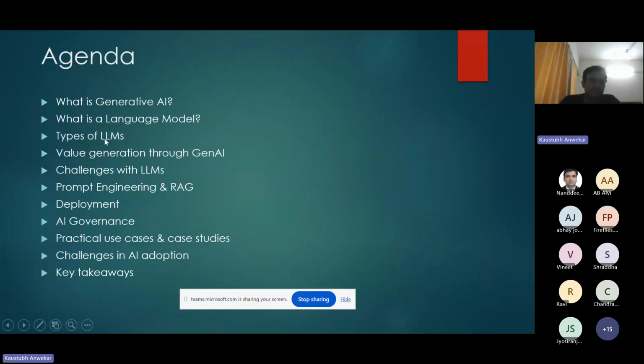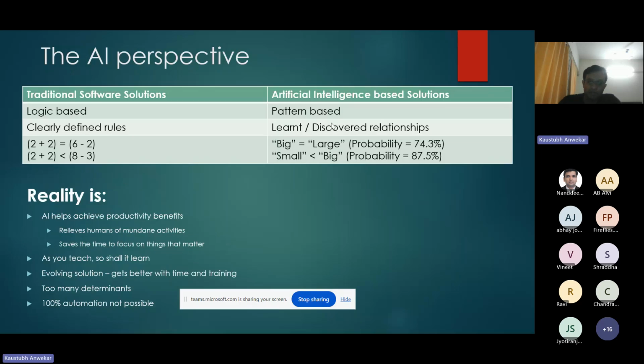At a broad level, this will be the agenda. What is generative AI? What is a language model? Types of LLMs? All of these. By the way, just feel free to stop me and ask me any question in case anything is not clear. Okay. All right, let's begin.